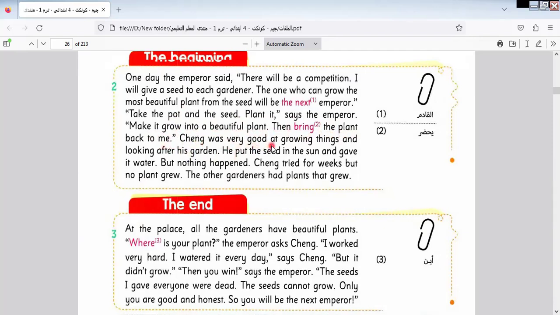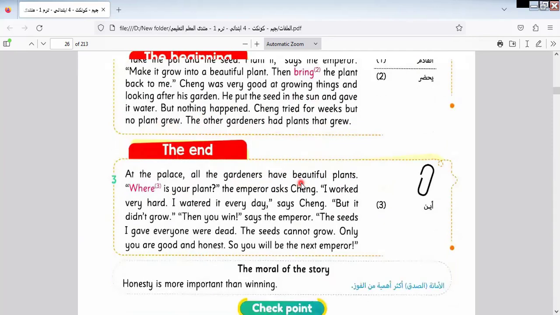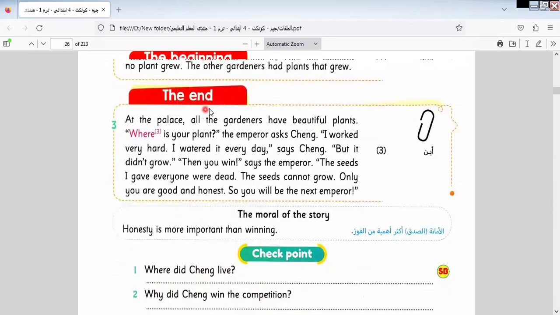Qing was very good at growing things and looking after his garden. He put the seed in the sun and gave it water, but nothing happened. Qing tried for weeks, but no plant grew. The other gardeners had plants that grew. The end. At the palace, all the gardeners have beautiful plants. Where is your plant? the emperor asked Qing. I worked very hard.